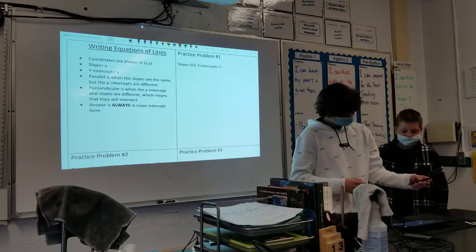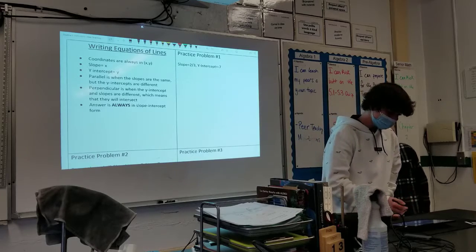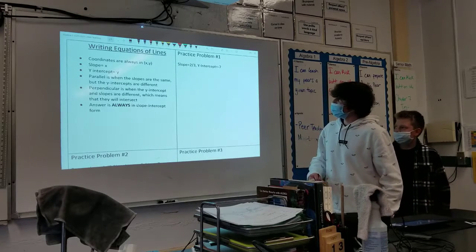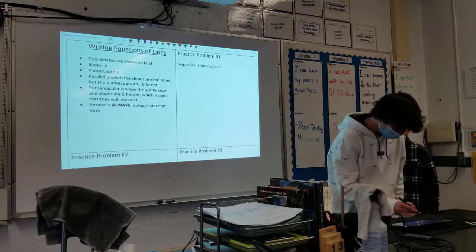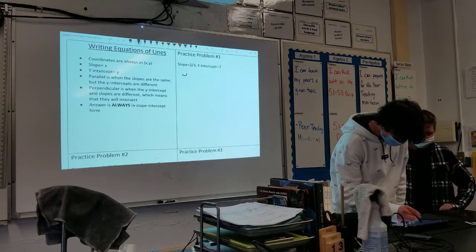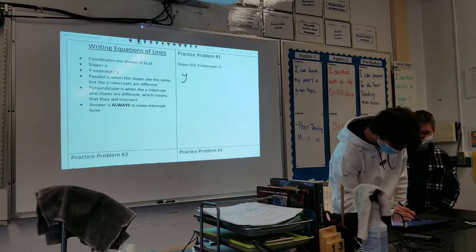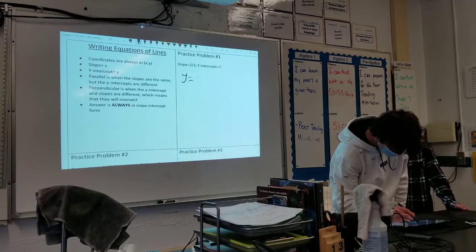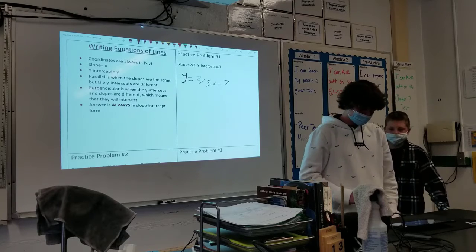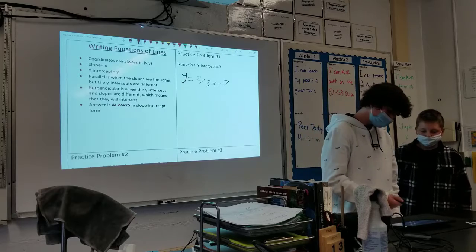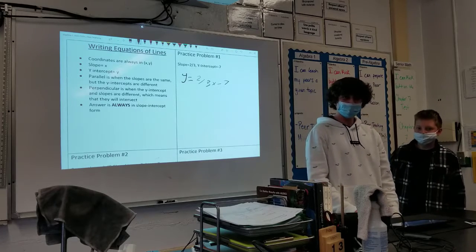So on to the first problem. We already have our slope and y-intercept, so we could just easily plug it in. So it would be y equals 1/3 x minus 7. And you put minus 7 because the 7 is negative.